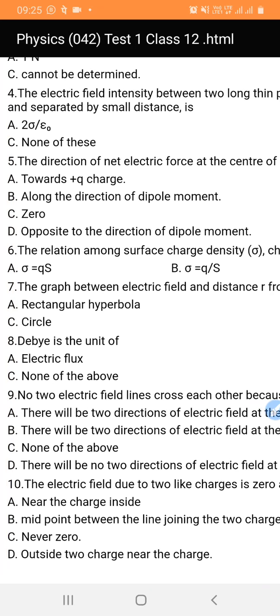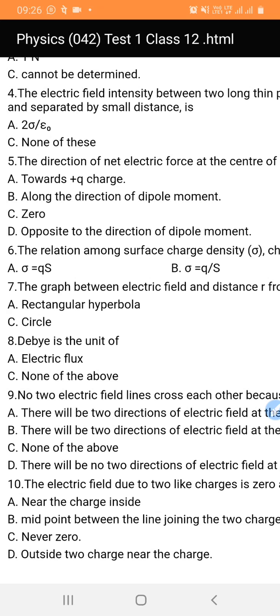Question number 10, the electric field due to two like charges is 0 at: A, midpoint between the line joining the two charges; B, near the charge inside, means between two like charges near the charge; C, never 0; D, outside two charges near the charge. So outside it will not be 0, at infinity only 0, but at the midpoint between the line joining two charges, it will be 0 if the magnitude of charge is the same, or near the charge inside.